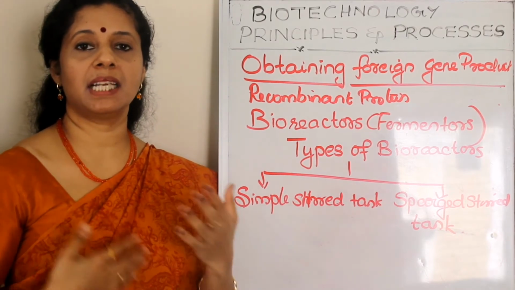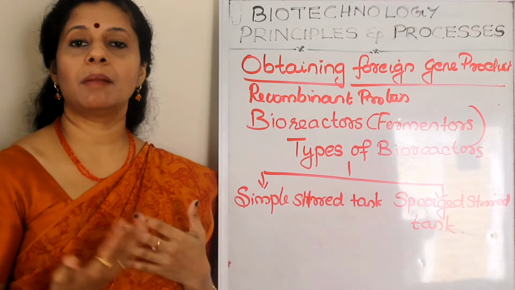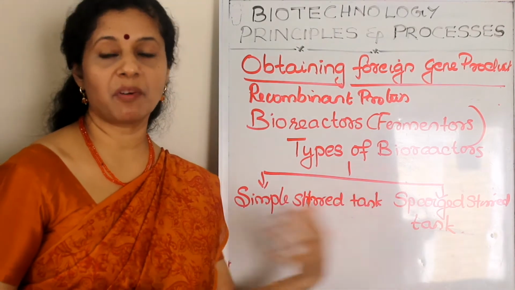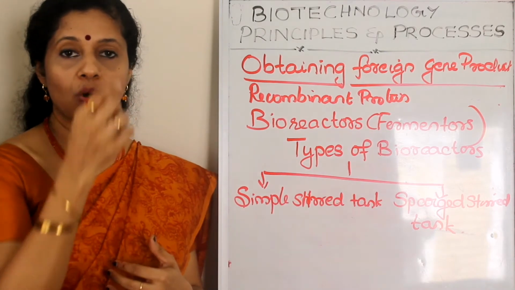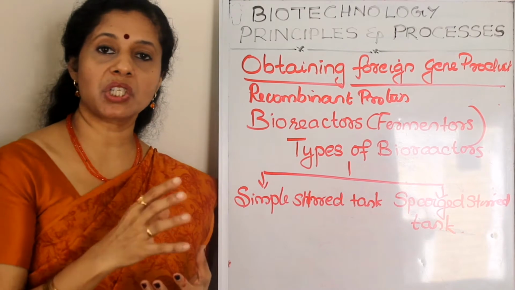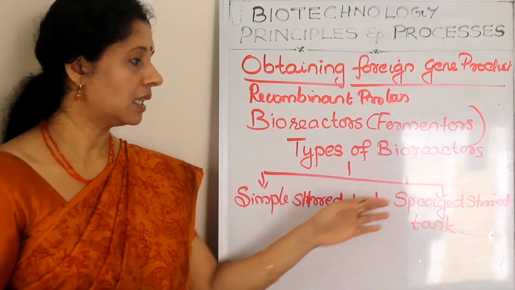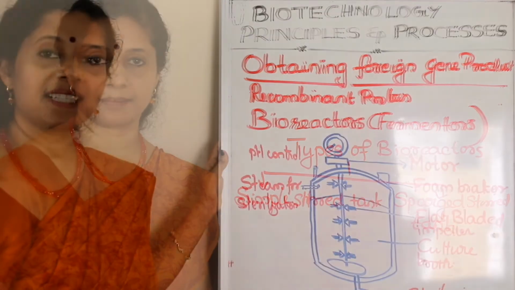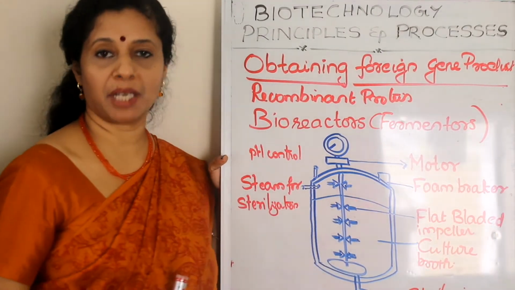So the culture medium, the inoculum and oxygen will mix well. Whereas in the second type of bioreactors, here there is no shaft or a rotating system, but instead we are sparging oxygen bubbles into the bioreactor. That is called a sparged stirred tank bioreactor. What we are seeing in this picture is a stirred tank bioreactor.